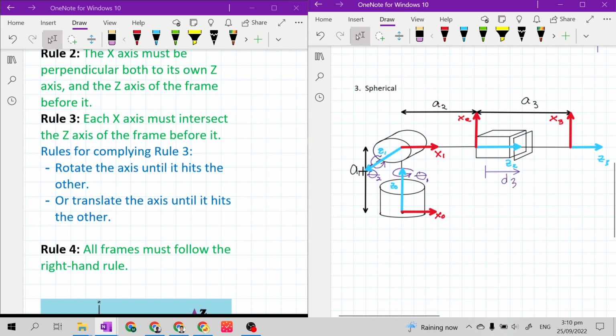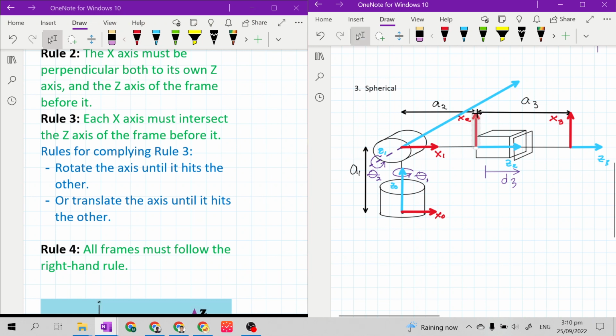If we extend z sub 1 at the front, as you can see, it's not intersecting with x sub 2. If we extend z sub 1 to the behind, as you can see, it also does not intersect with x sub 2 even if we extend x sub 2. If you insist that this is intersecting with x sub 2, it is wrong.